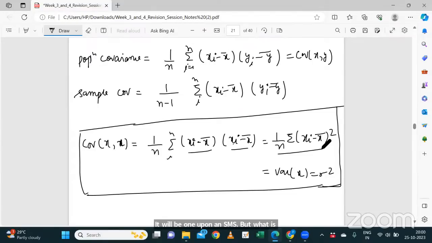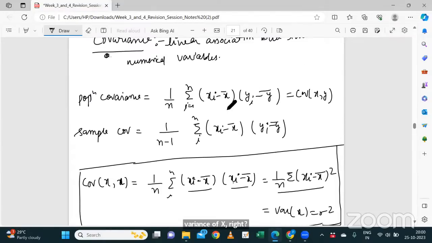So covariance is defined for two different variables. One is independent, one is dependent, and we want to find the association between those two. If I replace the same variable y with x, I will get the variance. Understood? So this is the covariance formula.